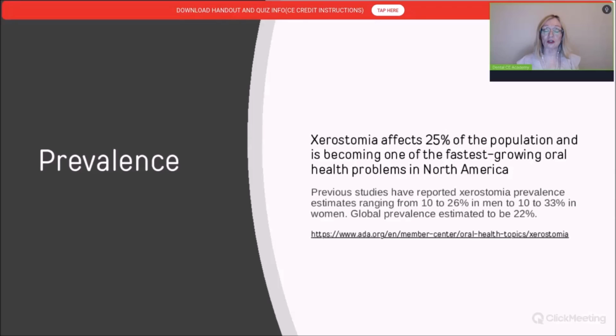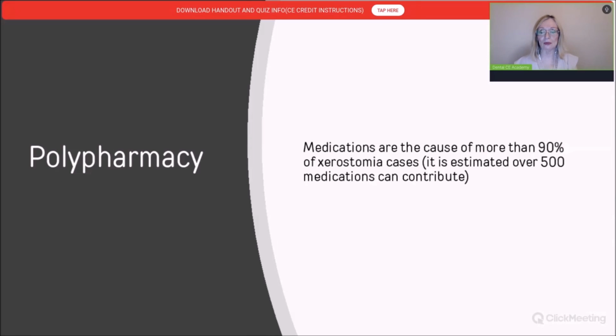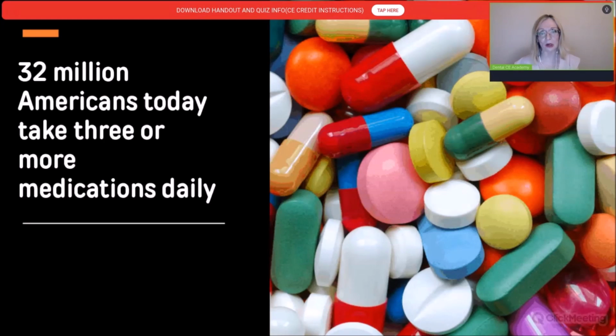Okay, so xerostomia affects 25% of the population. It's becoming one of the fastest growing oral health problems in North America, and it's becoming increasingly common in developed countries because we live longer and we have more medications available. Medications are the cause of more than 90% of xerostomia cases. Estimated over 500 different medications contribute, and there are certainly synergistic effects between some of these medications, particularly for older adults, and we call that polypharmacy. 32 million Americans today take 3 or more medications daily.